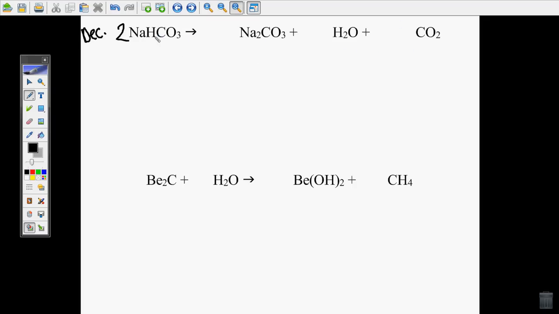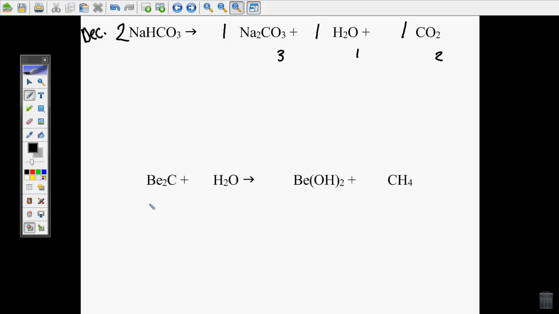Then I'm going to do my hydrogens. I have 2 hydrogens here, 2 hydrogens here, so that's alright. I have 6 oxygens here. I have 3 here, 1 here, and 2 here. So that's 6. Oh, so then it's good. So if you want to go back and put in 1s, you can.